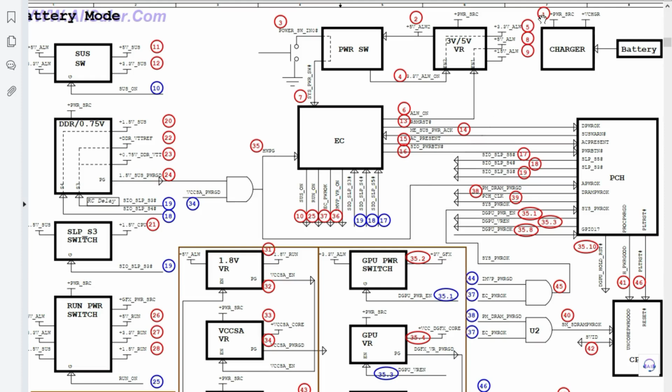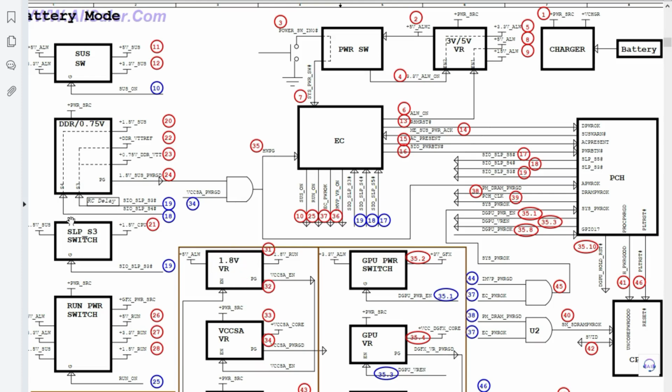Of course, before diving into these numbers and these signals, we first have to know about the squares and signals in order to understand very clearly, because I know that a lot of beginners, more than 50%, follow me on this channel. Okay, here we have the embedded controller or the super IO. Here we have the PCH, or the platform control hub. Here we have the CPU power switch, the 1.8 volts circuit.